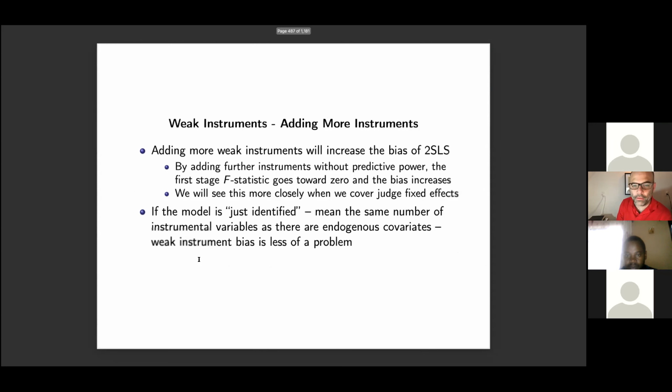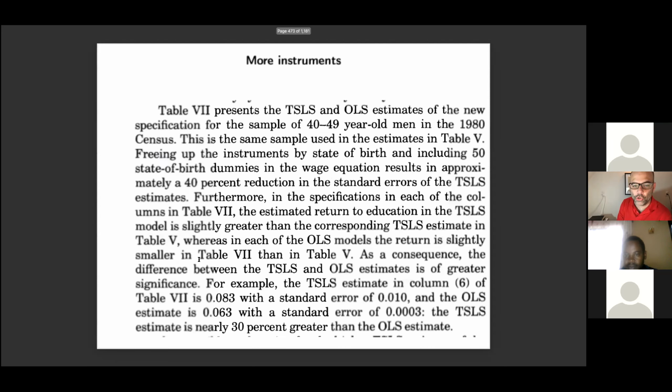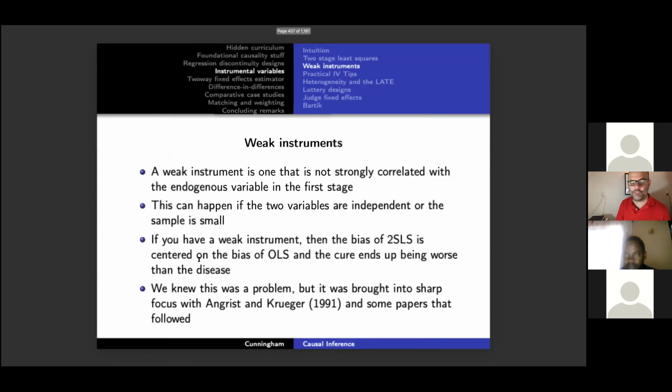All right. I think we should probably just conclude with first stage, and I'll just do my full lecture on weak instruments. So a weak instrument is one that is not strongly statistically correlated with the treatment in the first stage.